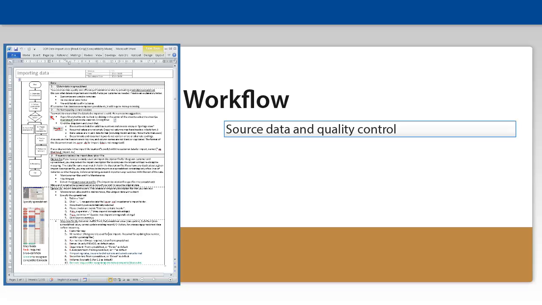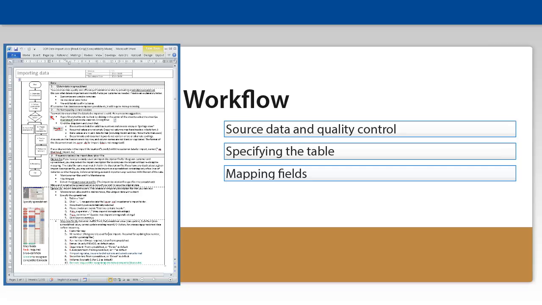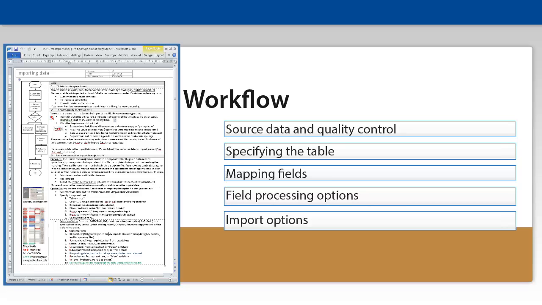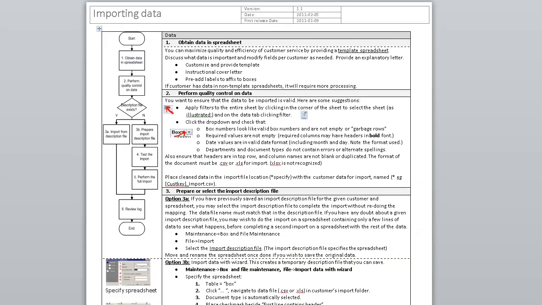The general steps are to obtain source data and perform quality control on it, specify the spreadsheet that you wish to import and the table that you wish to import it to, map the columns of the spreadsheet to fields in EDC. If necessary, provide information on how a field is to be interpreted or converted during the import process, specify import validation options, test and run the import, and review the import log to see if anything requires further attention. Our first steps are to obtain data and perform quality control.